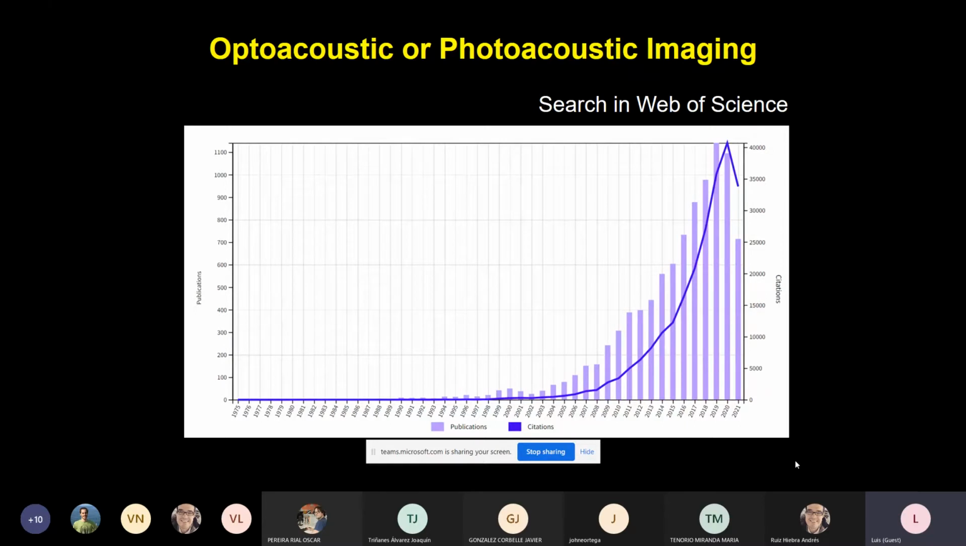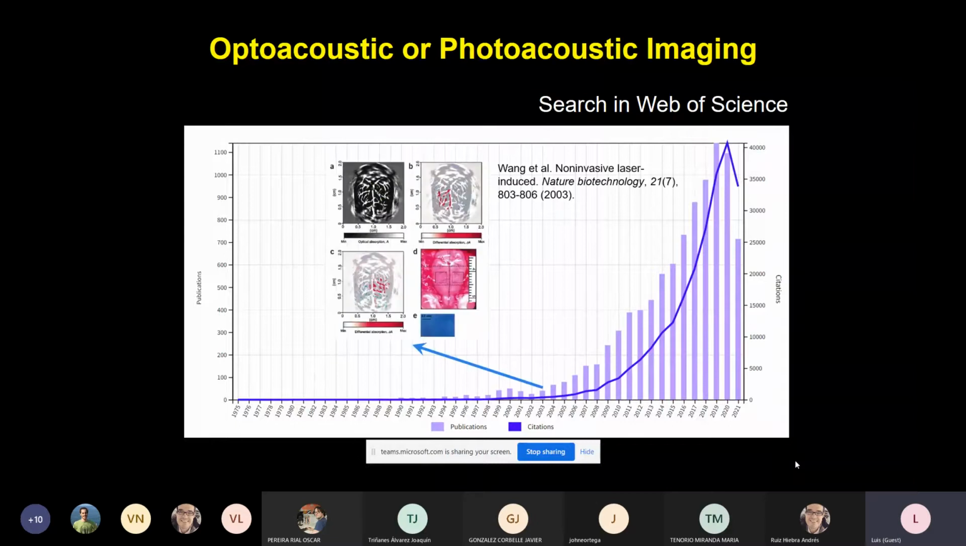So one thing that we can do is to search for it, for example, in Web of Science. It's sometimes called optoacoustics, sometimes photoacoustics. Some groups call it one way, some groups other ways, just political reasons, but it's exactly the same. If we look at the number of papers and number of citations, you see that the trend is going up. It went a bit down last year, but it's probably because of the COVID.